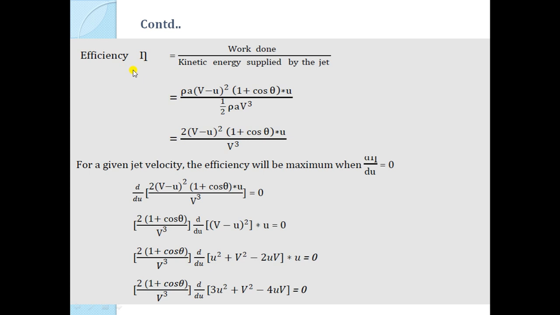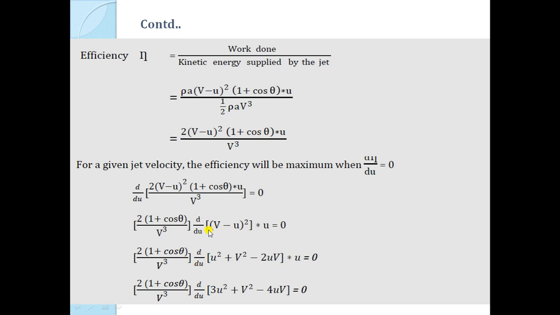for a given value of velocity, the efficiency will be maximum when d eta by du is 0. So, in order to get the condition for maximum efficiency, differentiate this equation with respect to u and equate it to 0. Here, 2 (1 plus cos theta) divided by v cube is constant. This cannot be equated to 0. So, the variable is (v minus u) the whole square into u.